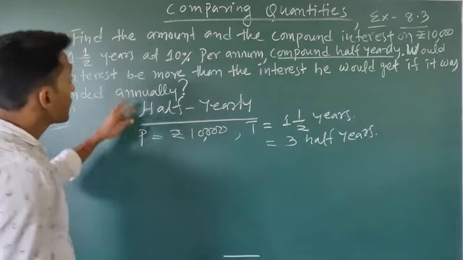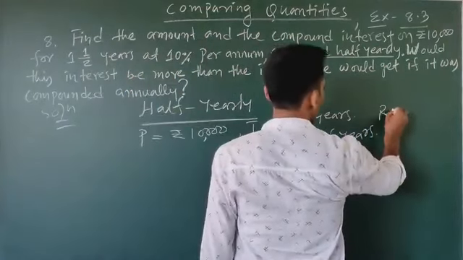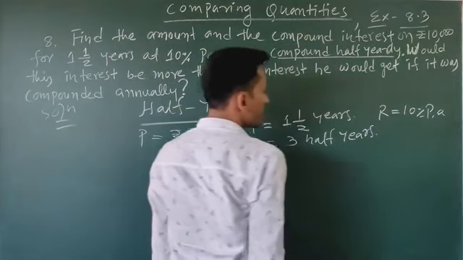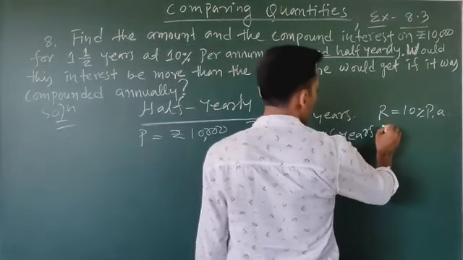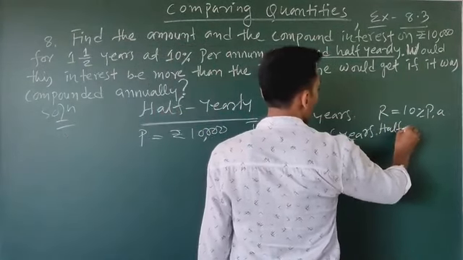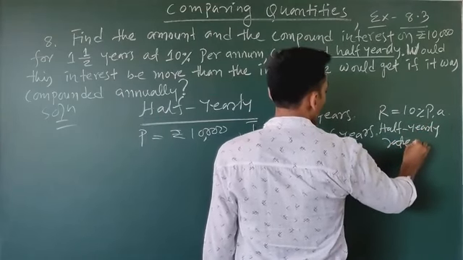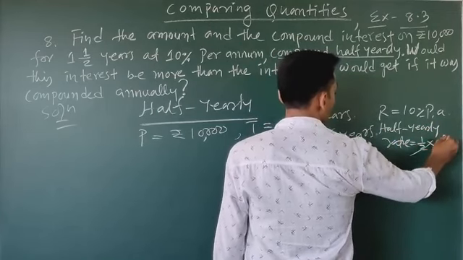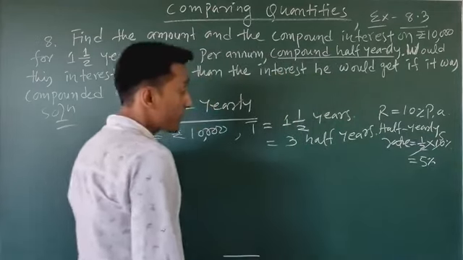Okay. So rate of interest is 10% per annum. That means yearly rate of interest is 10%. So half yearly rate will be half of 10%. 2 5 is 10, so it will be 5%.